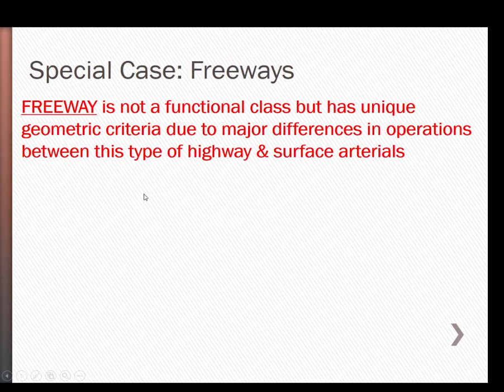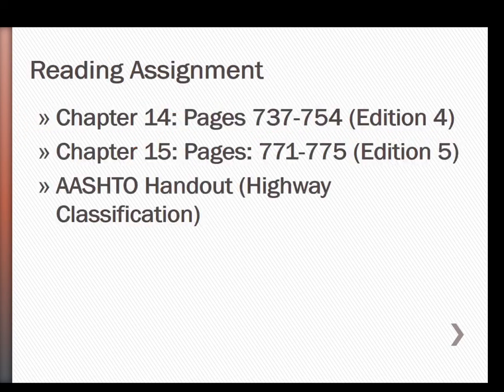When we talk about freeways, yes, it's part of the major or principal arterials, but it's very, very special. We can consider it a function class on its own. It has its own geometric criteria because it has its specific way of design, and due to the major difference in operations between this type of highway and surface arterials. There's a big difference between when we design a freeway and when we design any kind of highway in the city. It's much different in the design criteria.